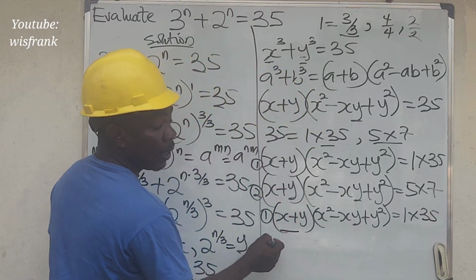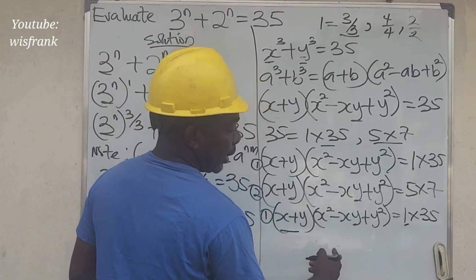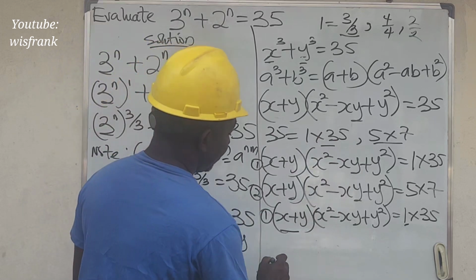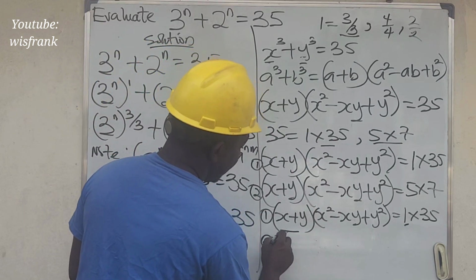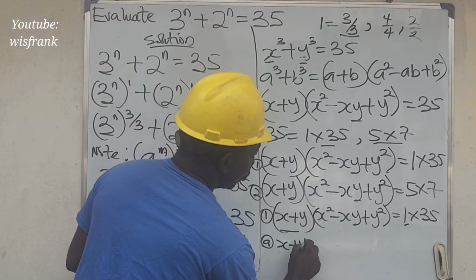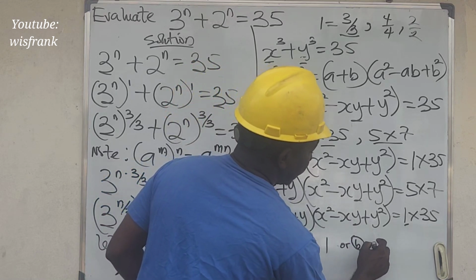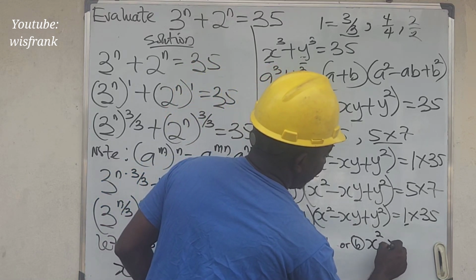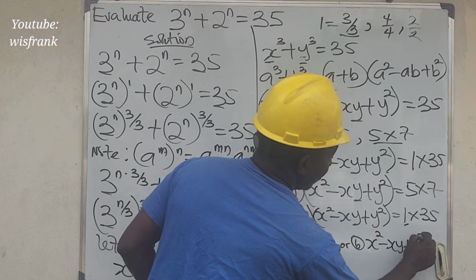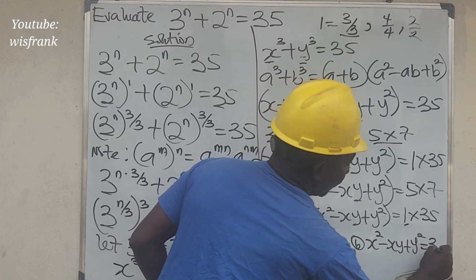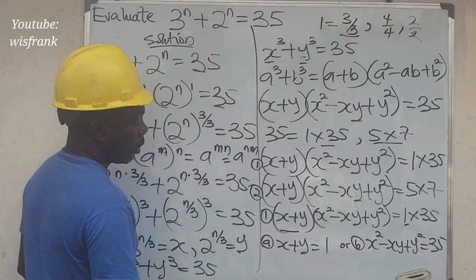So the first parenthesis will be equal to 1 and the second parenthesis will be equal to 35. So let's take the first one, which is the a part: x plus y equals 1. Or we have the b part as x to the power of 2 minus xy plus y to the power of 2 equals 35. So we take this one first.